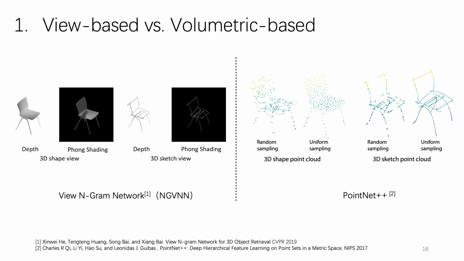We compare the common multi-view-based and point-based approaches for 3D object representation, which are View N-gram network and PointNet++. We experiment with different rendering and point sampling strategies.